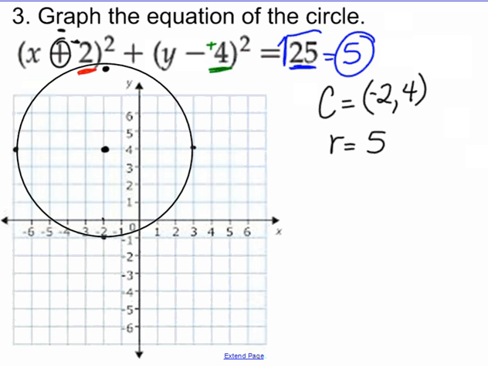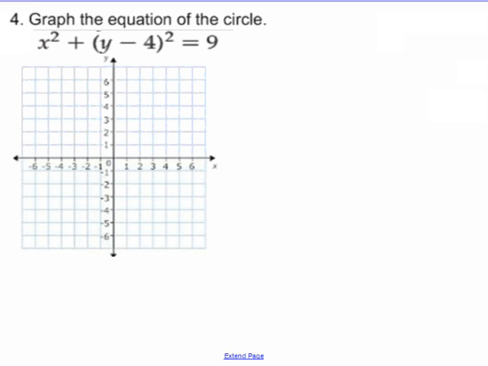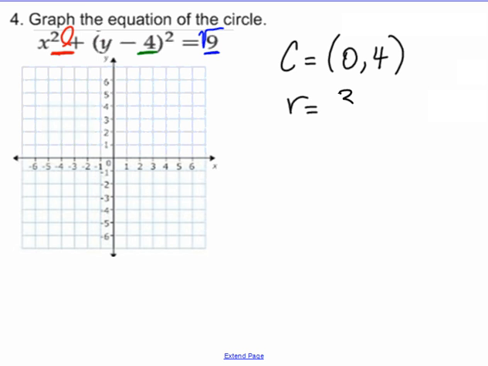We have another one. Okay, so what's our x? Well, that's going to be 0, right? And our y is 4. Our radius is the square root of 9. So the center is (0, 4) and the radius is 3.